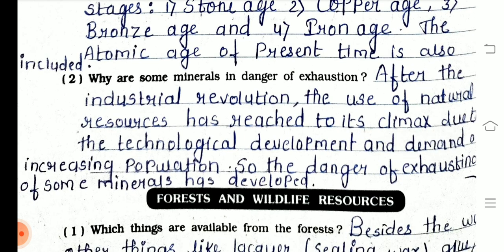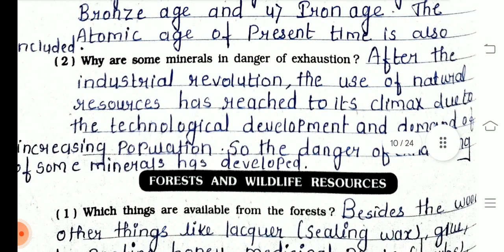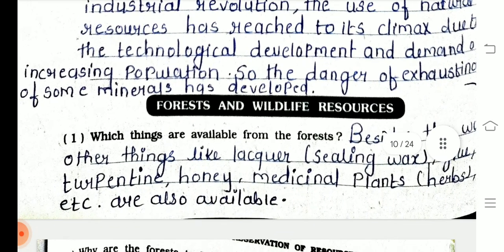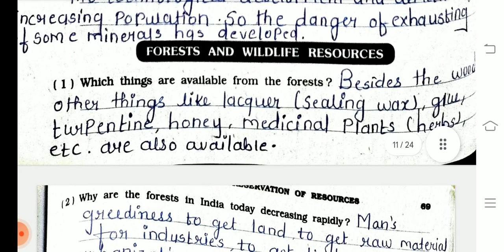Why are some minerals in danger of exhaustion? After the Industrial Revolution, the use of natural resources has reached its climax due to technological development and the demand of the increasing population. So, the danger of exhaustion of some minerals has developed. Next one is forest and wildlife resources.